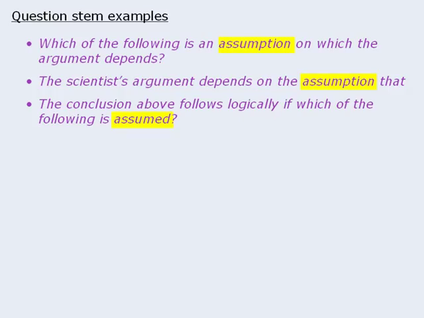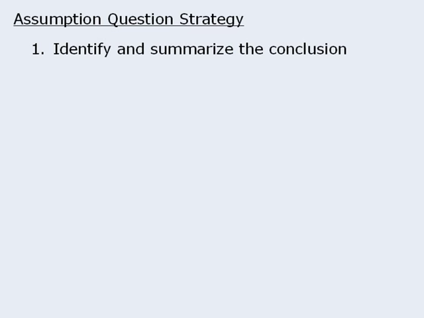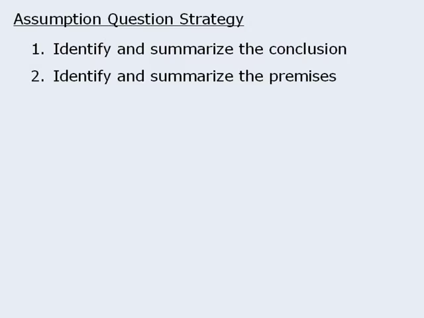Okay, so now that we know how to recognize assumption questions, let's learn how to tackle them. Well, since this question type is all about finding assumptions that are necessary to help us arrive at a given conclusion, our first step is to identify and summarize the conclusion. From here, the next step is to summarize the premises that support the conclusion. Please note that steps 1 and 2 can be performed at the same time. Okay, so once we've summarized the entire argument, we should attempt to identify some unstated assumptions.